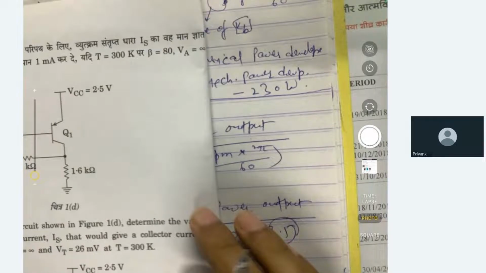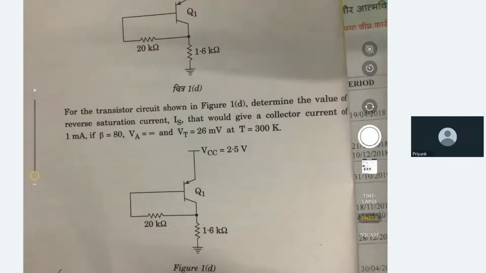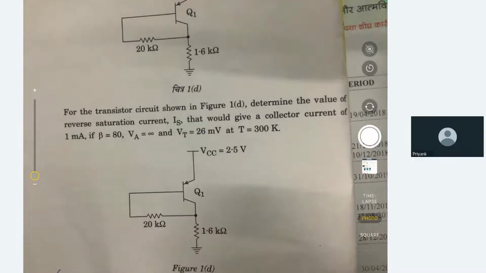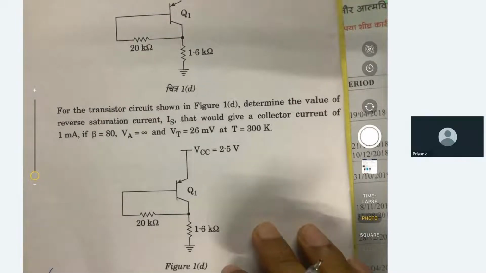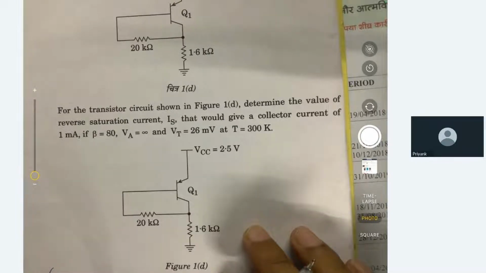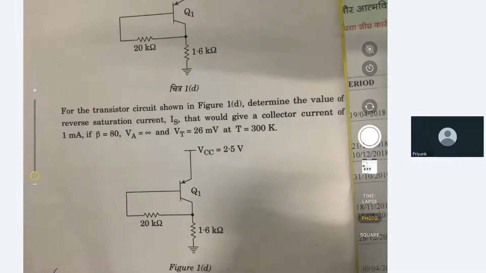Okay, so the fourth question of the first is: for the transistor shown in the figure, determine the value of reverse saturation current IS that would give a collector current of 1 milliampere. Beta is 80 and VT is equal to 26 millivolt. So they are asking us to find the reverse saturation current that would give a collector current of this value.